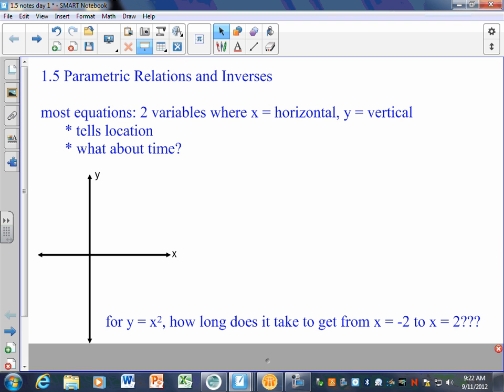But everything we've done up to this point in math, we've always just dealt with two variables. We've had the x and the y. The x tells you the horizontal change. The y tells you the vertical change, which tells you at any point where that graph is. But what it doesn't give you is what's happening over a specific amount of time, and that's what a parametric relation is. It kind of throws in this third variable.